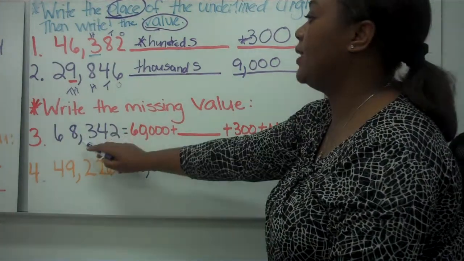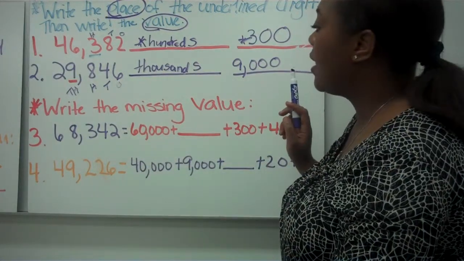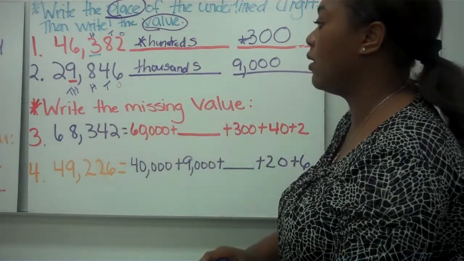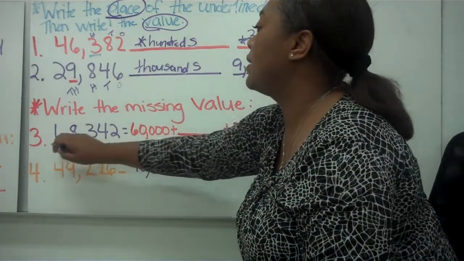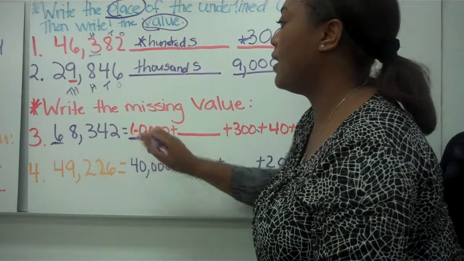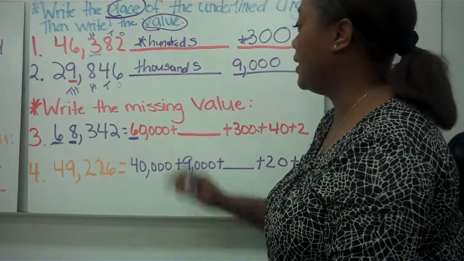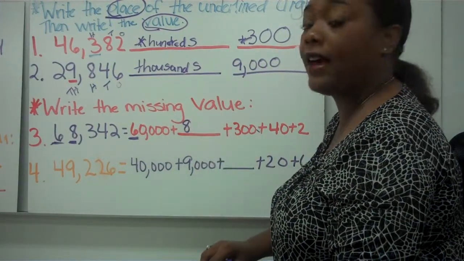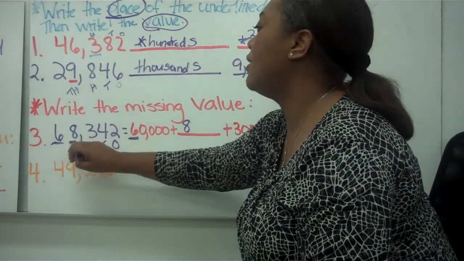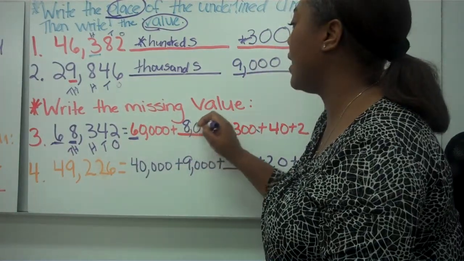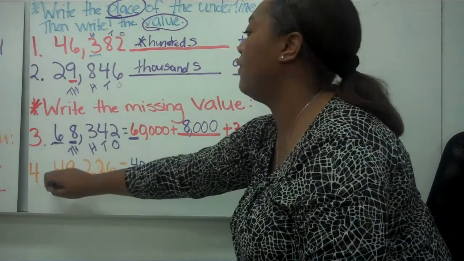Now, sometimes they'll give us the number and they'll go ahead and start the expanded form for us, and then they want us to write the missing value. So let's look at this number 3. The first number we're going to look at is the 6. Did they stretch out a 6? Yes, they did. Okay, so let's look for the 8. Did we stretch out the 8? 8 is missing. So now let's find the value of the 8. It's in the ones, tens, hundreds, thousands place. So that 8 is worth 8,000.